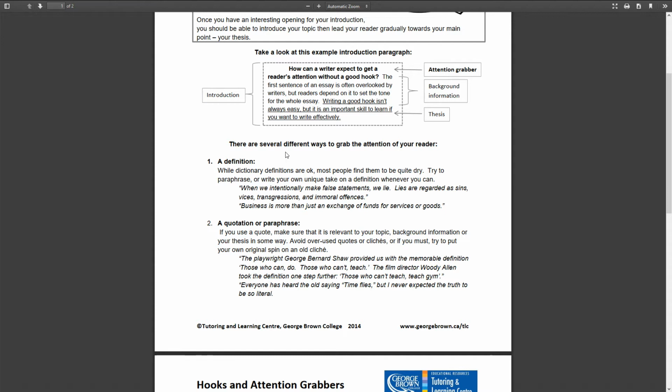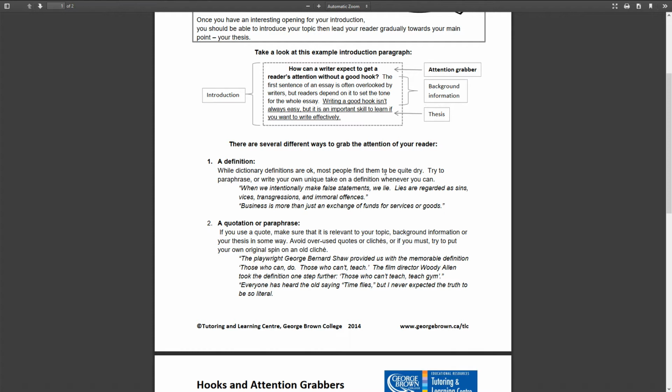A lot of people find definitions to be dry, and they can be, but if you can find a definition that fits the deep theme of what your particular topic or thesis statement will be, then I don't think there's anything wrong with it. Now, sometimes people like to say, in Webster's Dictionary it says this, or in Encyclopedia Britannica it says this. But instead, let's try to paraphrase or write your own unique take on a definition.